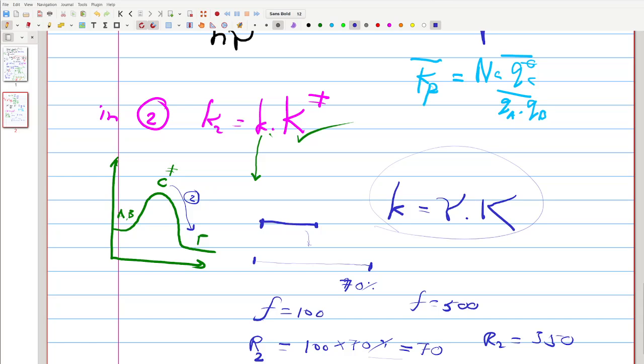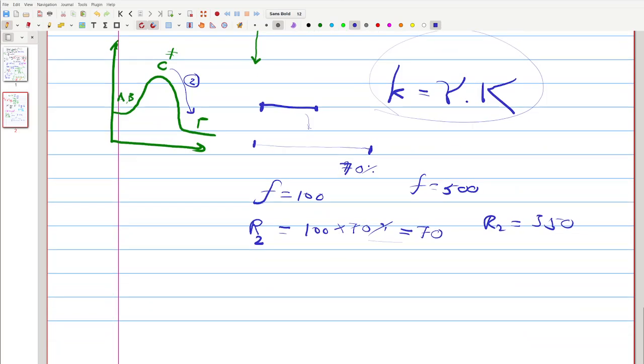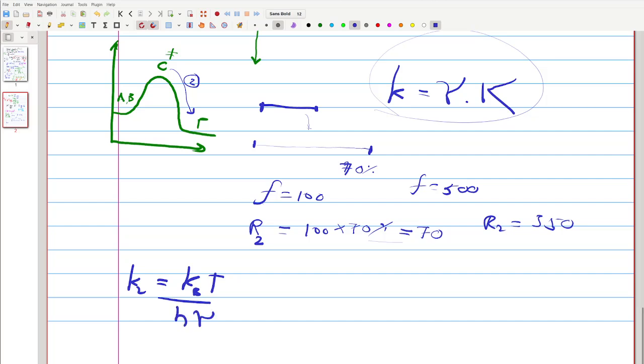Where did my cursor go to? Okay. So you have an equation for K double dagger, so you can put both of them together and finally get the Eyring equation. So K2 is equal to, in the Eyring equation, you have kBT over h times nu, multiplied by nu into kappa. So the two nu's will cancel off. So you have kBT kappa h to the power minus 1. That is the Eyring equation.